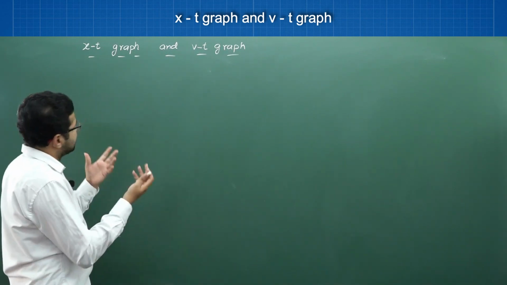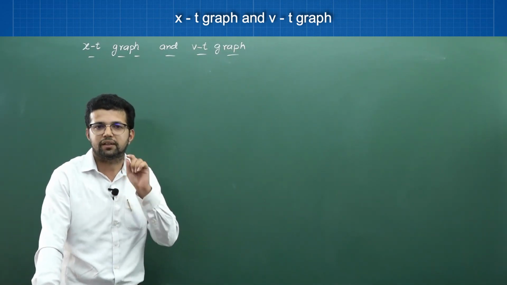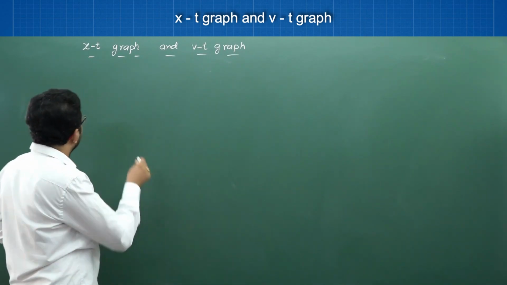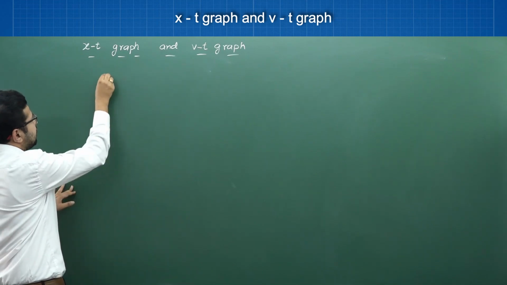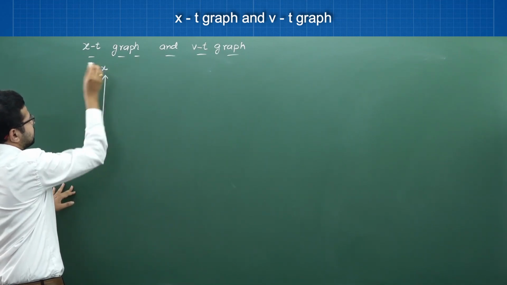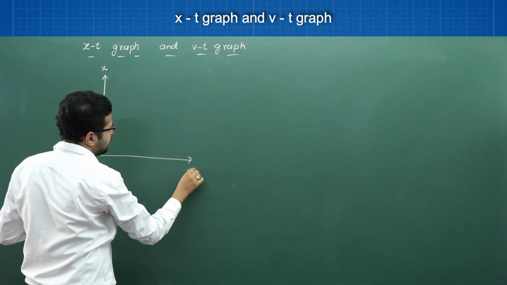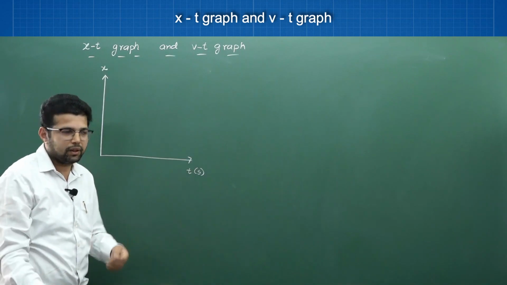Okay. What is an xt graph? An xt graph is nothing but what we call a position time graph. x stands for position of the particle, t stands for time. If we plot position along the y axis and time along the x axis of any particle, we call the corresponding graph a position time graph.